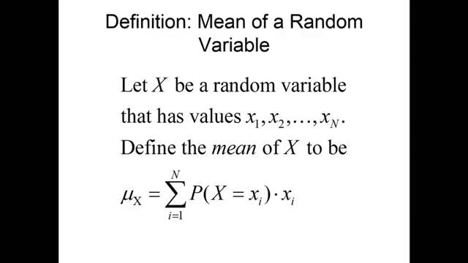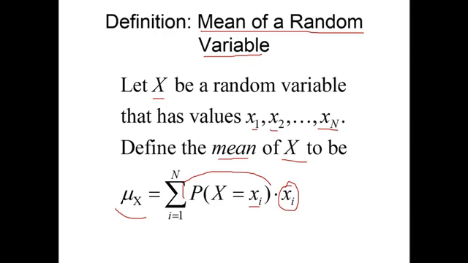Okay, so let's define what the mean of a random variable is. Let x be a random variable that has values x1 through xn. Define the mean of x to be mu sub x, which is the sum from i equals 1 to n of the probability x equals x sub i times x sub i. So we're just taking the particular value our random variable has times the probability that that value will occur in our experiment.